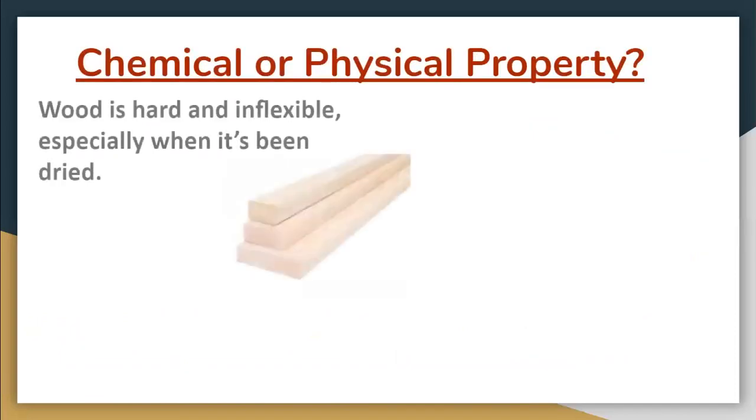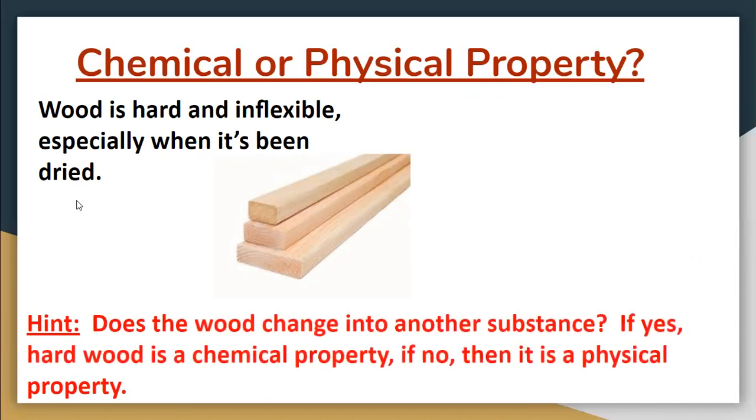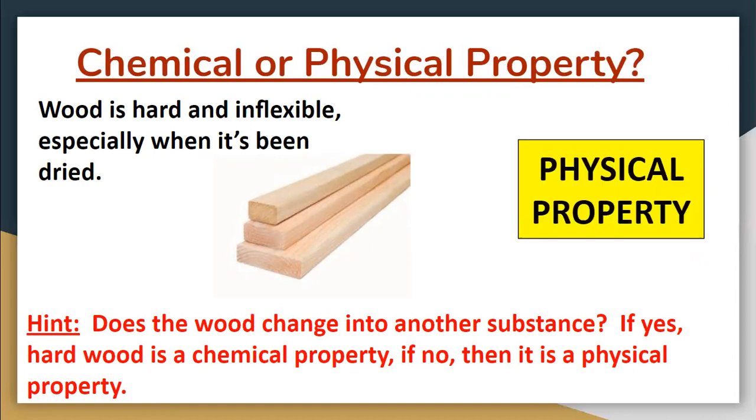Okay, what about this one? Wood is hard and inflexible, especially when it's been dried. Physical or chemical property? Hint, does the wood change into another substance? If yes, hardwood is a chemical property. If no, then it is a physical property. Which one? Did you say physical? All right, it is a physical property. Hopefully you're getting these. You're going to have a little bit of a test on this, or a quiz, so to speak.